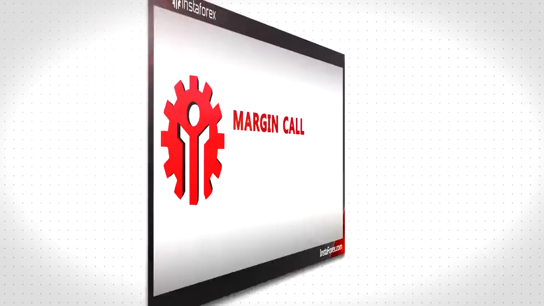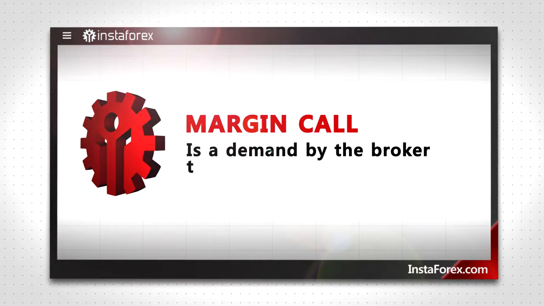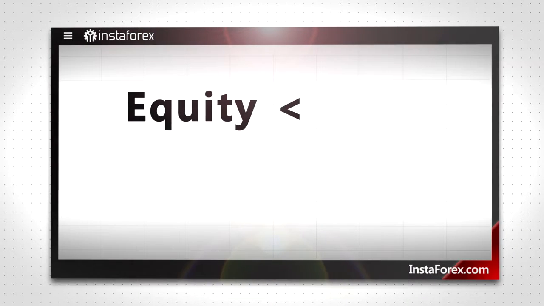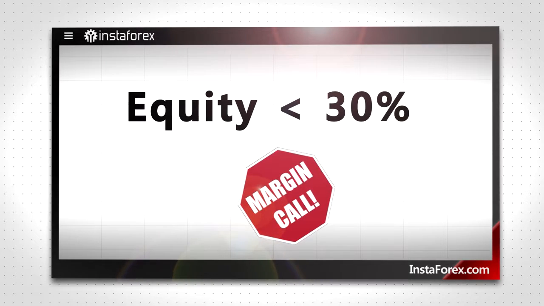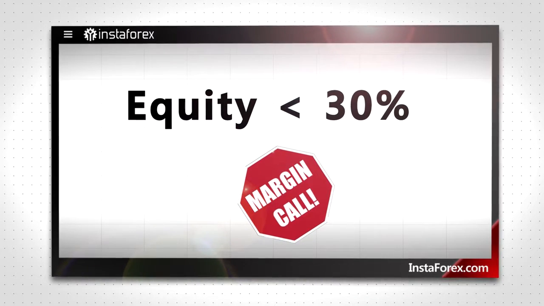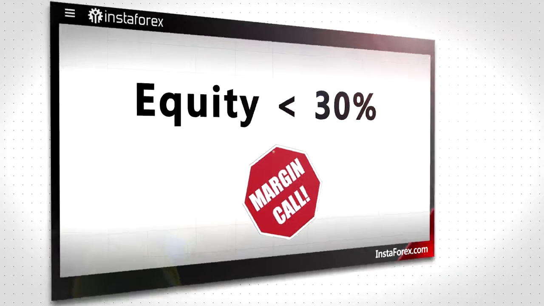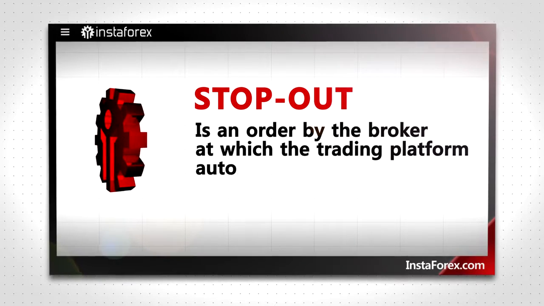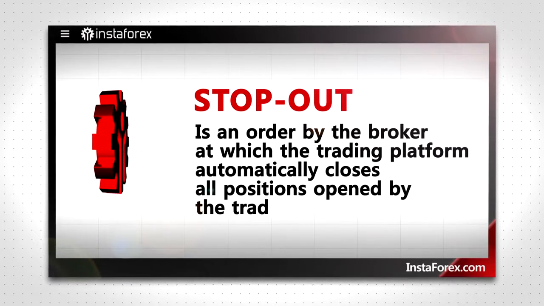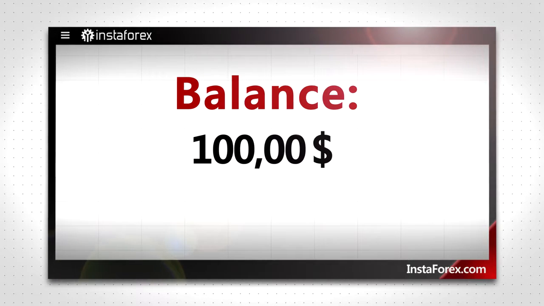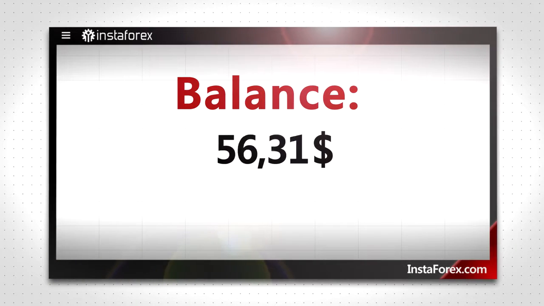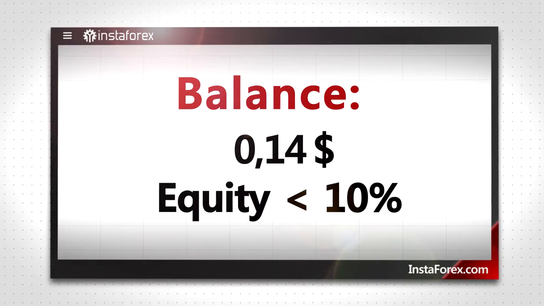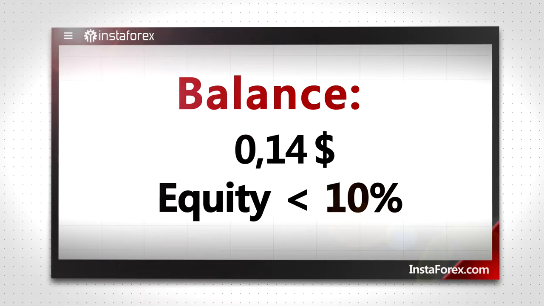Margin call is a demand by the broker that the trader should bring the account balance up to an acceptable level. It occurs when the account balance, equity, approaches 30% of the required margin amount for all open positions. Stop out is an order by the broker at which the trading platform automatically closes all positions opened by the trader. This level is used to prevent further losses exceeding the size of margin and the amount of funds available on a trading account. As a rule, brokers set a stop-out level at 10%.